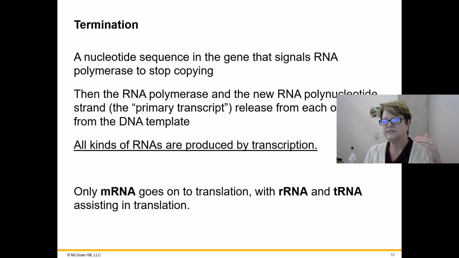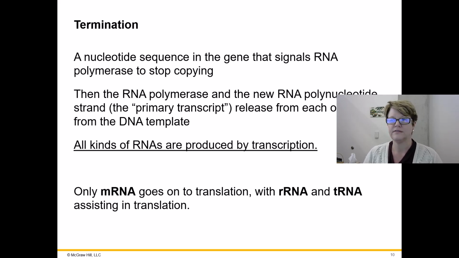Then the RNA polymerase simply goes along, and whatever it sees in the template, it adds the complementary nucleotide in the new strand of RNA, and then it keeps moving along. When it gets to the termination sequence, then the RNA polymerase and the new RNA polynucleotide strand, which we call the primary transcript, release from the DNA template and from each other. So that RNA polymerase can go back to the promoter and start over and make another copy, which often it does. So all kinds of RNAs are made by transcription.